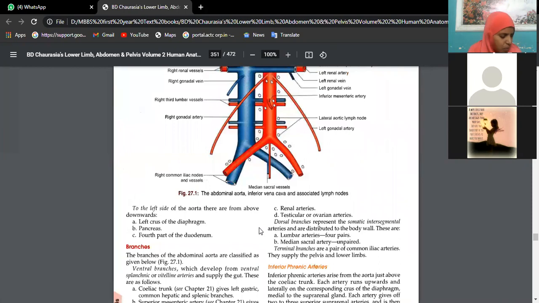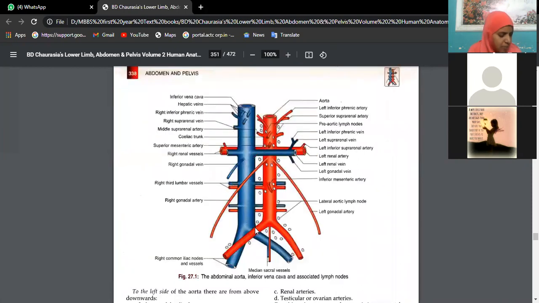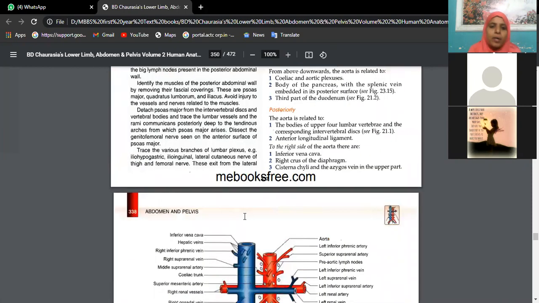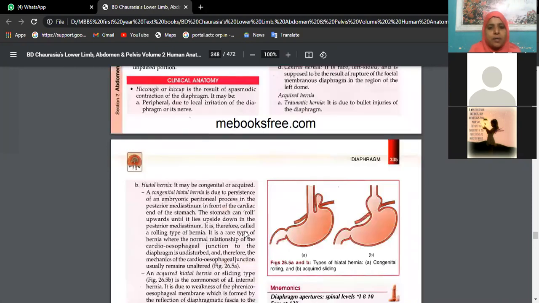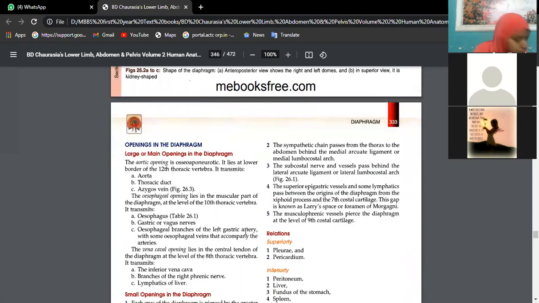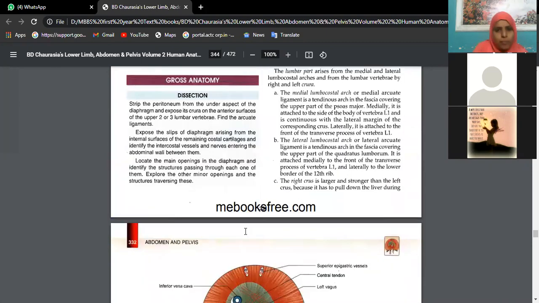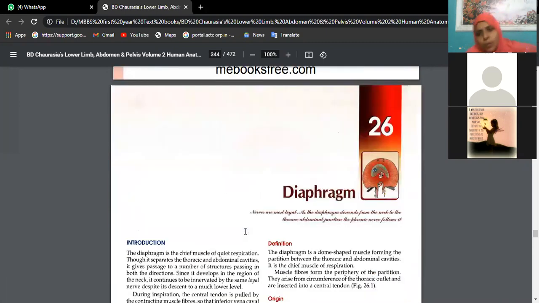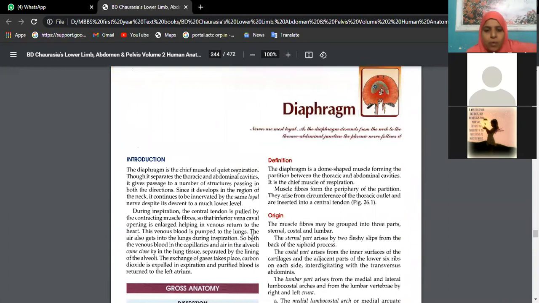Ritika, can you tell me about the diaphragm, beta, because there is a question on the diaphragm also? Till I scroll for that answer. It has three openings, ma'am. Okay, very good. Okay, but I will tell.